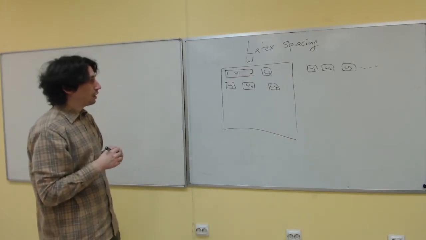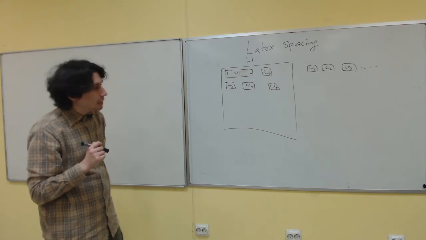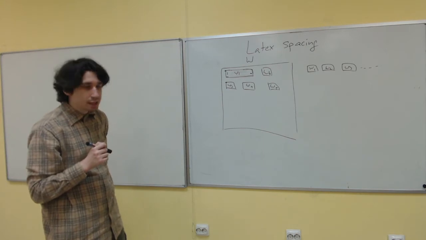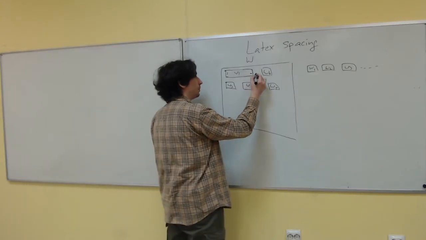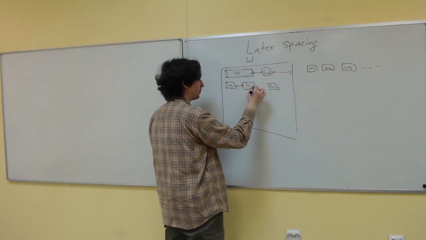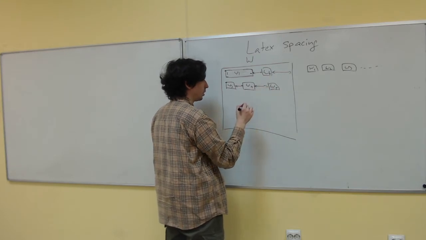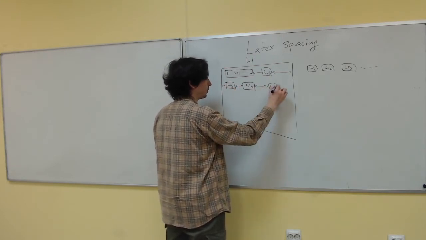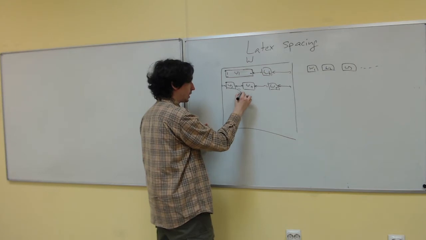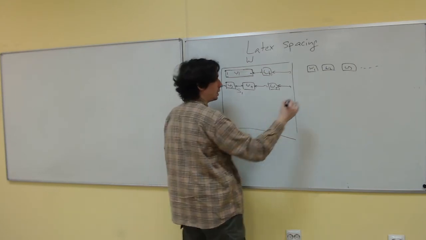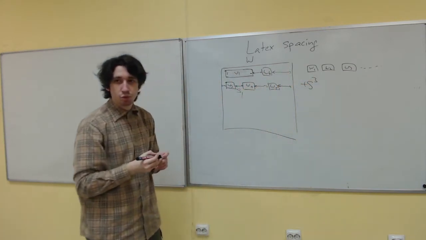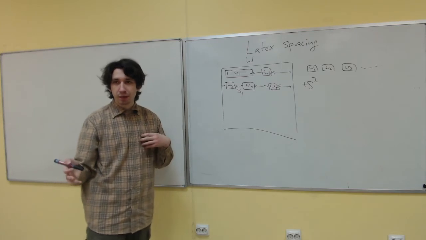LaTeX uses a little bit different thing. It calculates their spacing penalty. What does it mean, spacing penalty? It takes the spaces here, and if the space, for example, this space is of length s1, then it adds s cubic to the target penalty function.